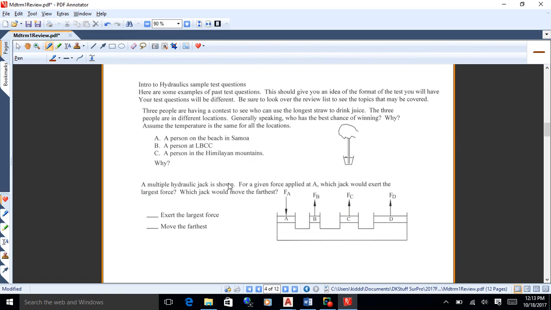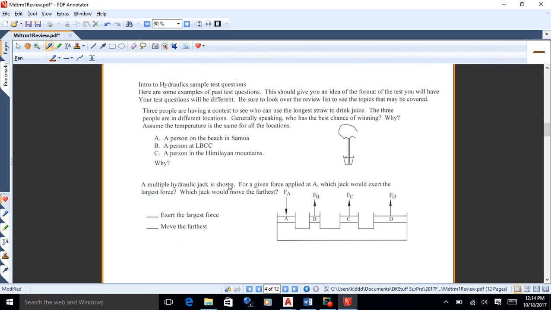Okay, all right, so number one there, we got a person using a straw. And there's three people. They were having a contest who can pull the stuff out of the cup the highest with the straw. And I want to know who's going to win. Okay, person on the beach in Samoa, person at LBCC, or a person in the Himalayas. And I'd like to know why, okay? And we'll cover these on Monday, just everybody think about it a little bit. So what I might have on this test are some little short answer questions, sometimes I do that.